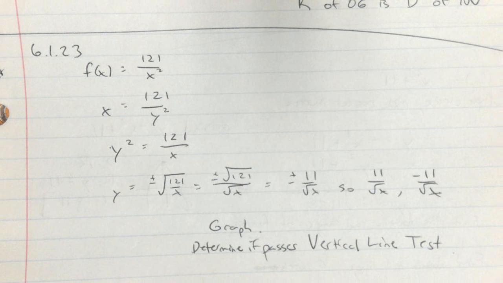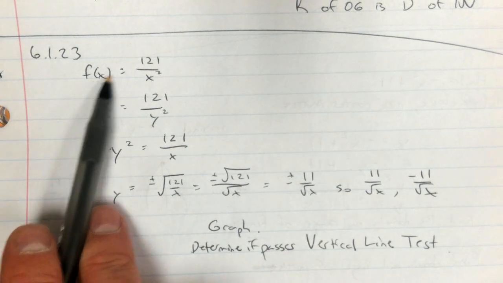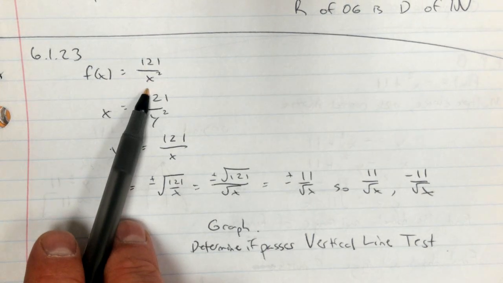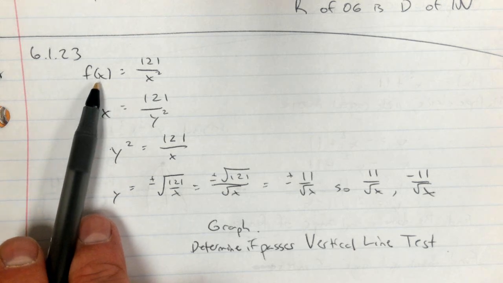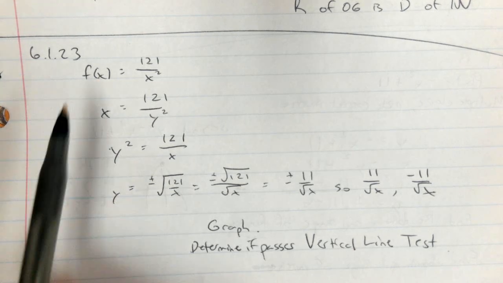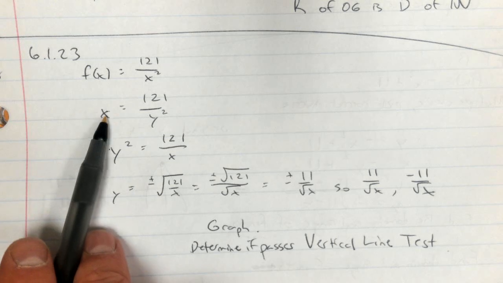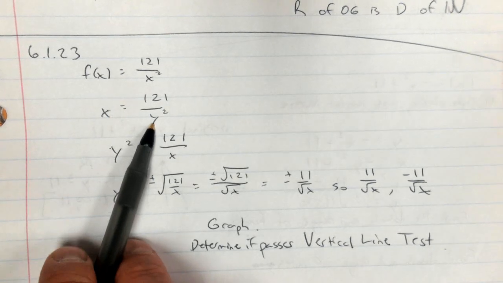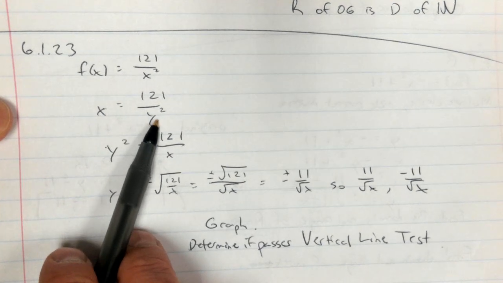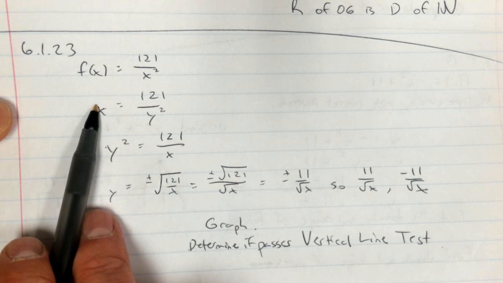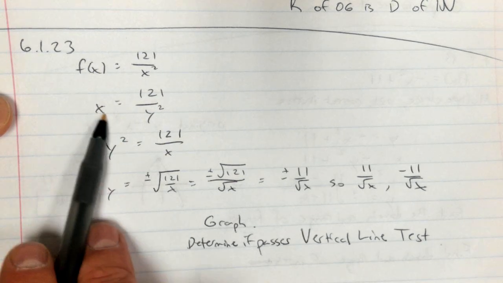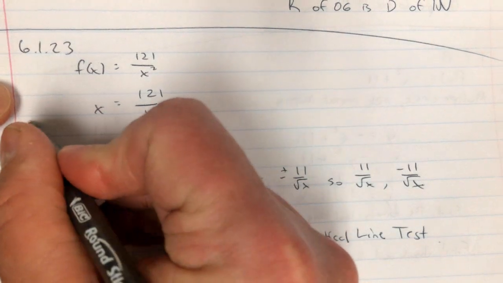Okay, on the next one we have f of x is 121 over x squared. So switch x and y, or switch x and f of x. So this would be x equals 121 over y squared. So you multiply by y squared to bring it over here and divide by x. Basically, they switch places.